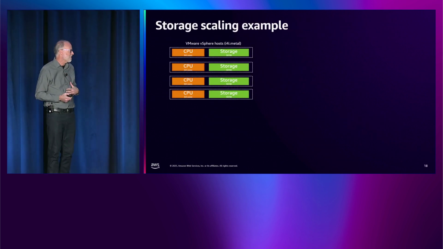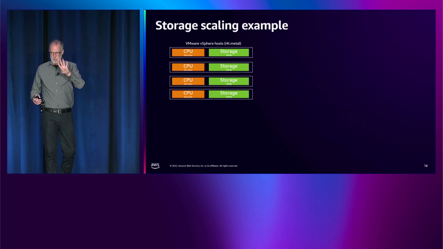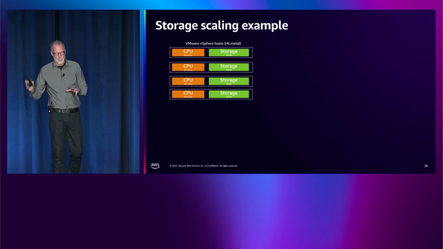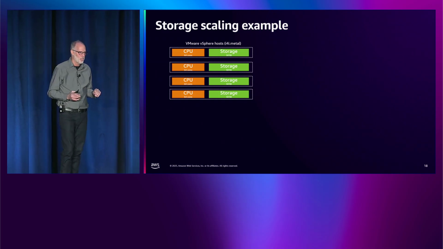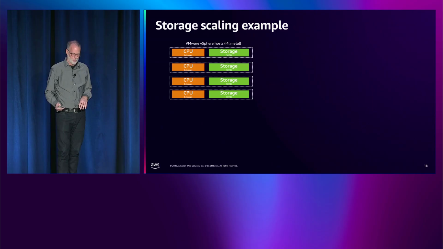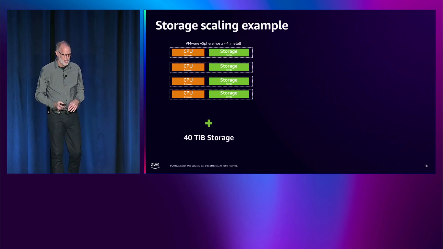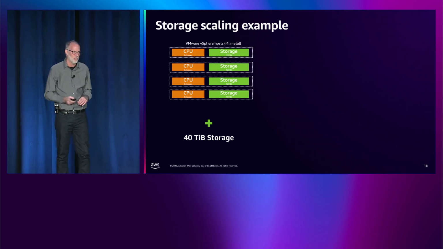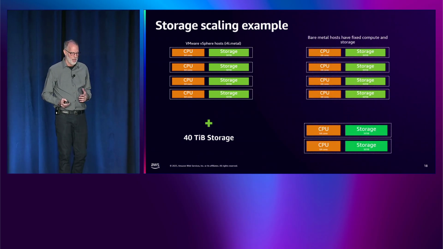So for a storage scaling example, this is the 4-node minimum I was talking about before. For i4i.metals, you're getting 30 TB of storage. All of that's not usable, but 30 TB of storage per ESXi host, 64 CPUs. And you're running along just fine, you're happy with everything. And then you know what? I need a little bit more storage. I need 40 TB more of storage. So what's the solution?